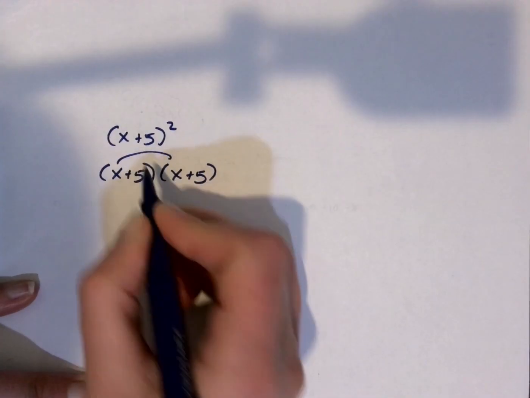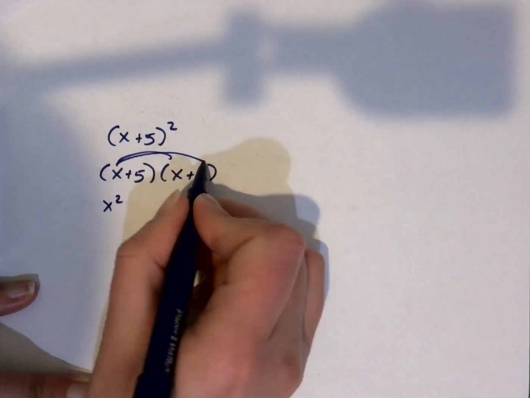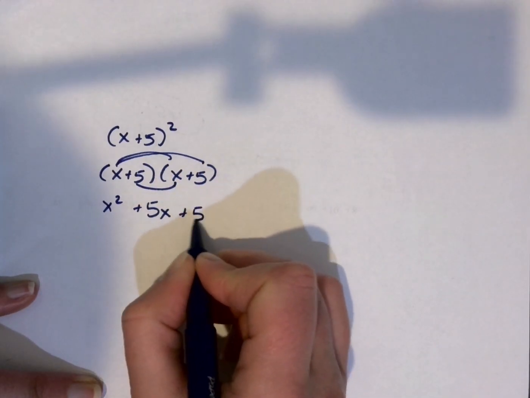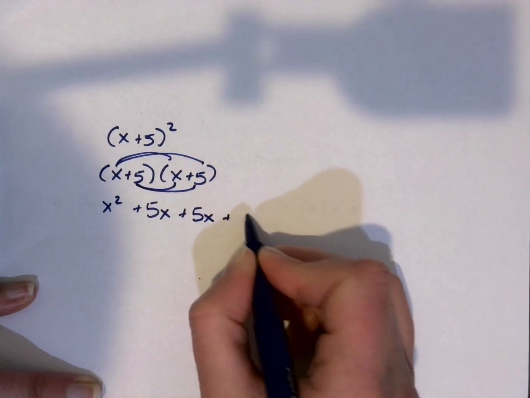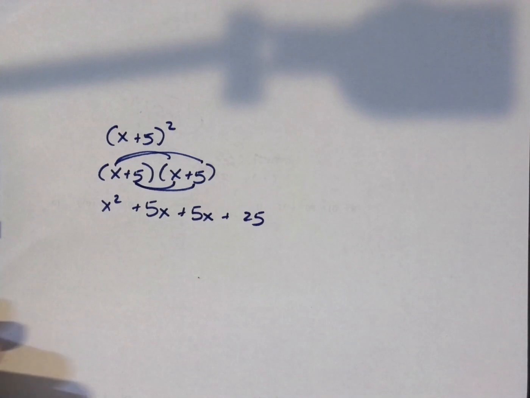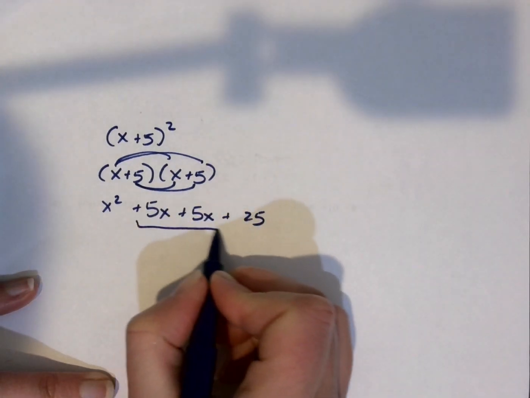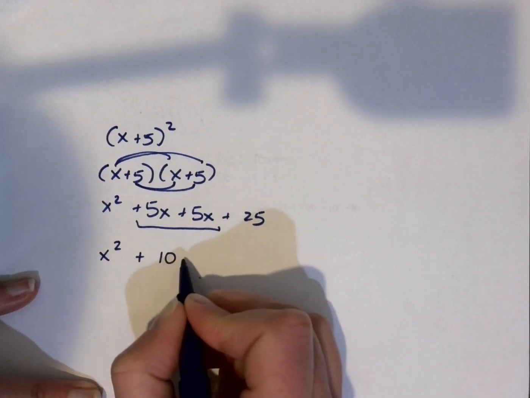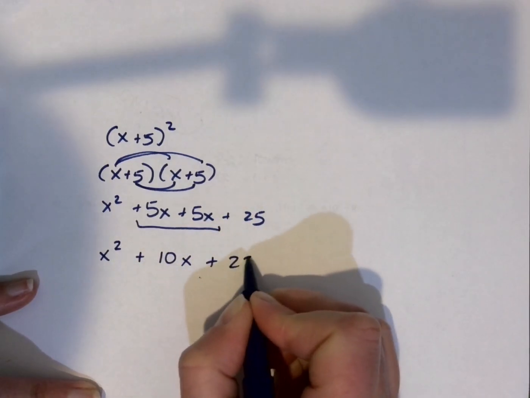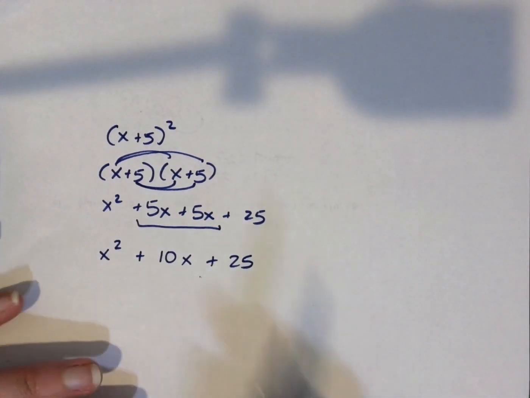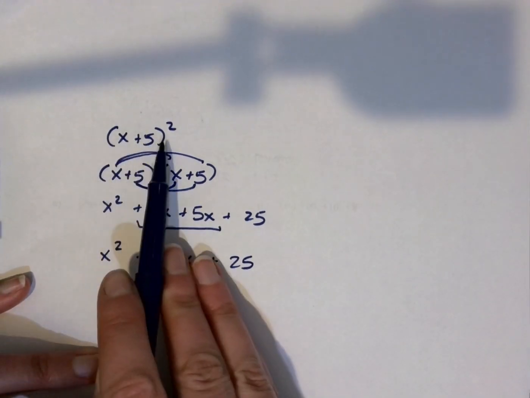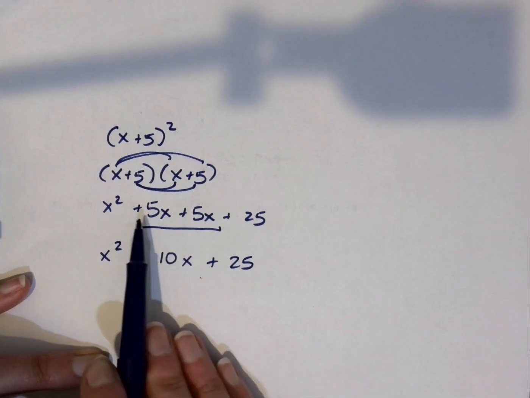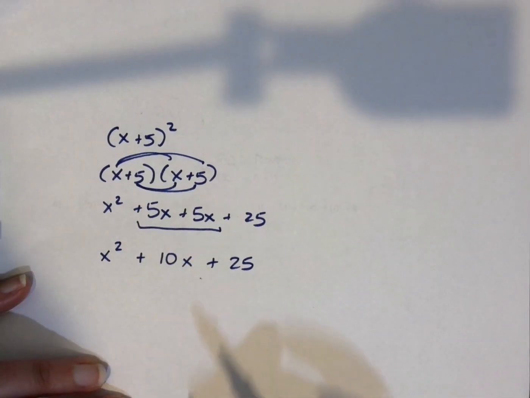So we're going to take x times x, x squared; x times 5, 5x; 5 times x, 5x; and 5 times 5, 25. We know that we can combine these like terms in the middle, and this will give us x squared plus 10x plus 25. Because I multiplied something by itself, I always end up with the same two terms in the middle. 5 plus 5 gave me 10.